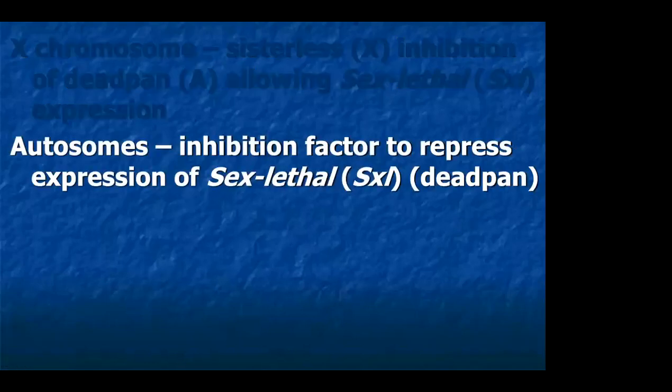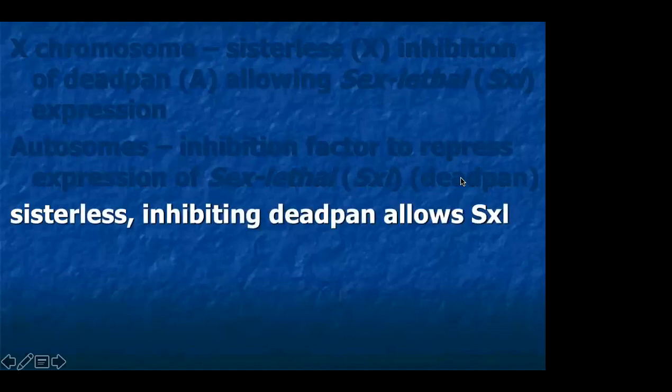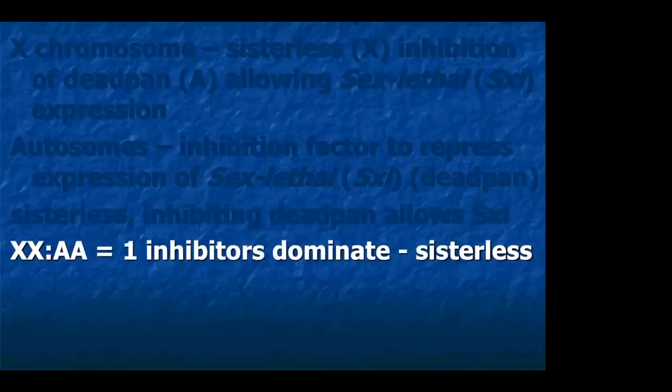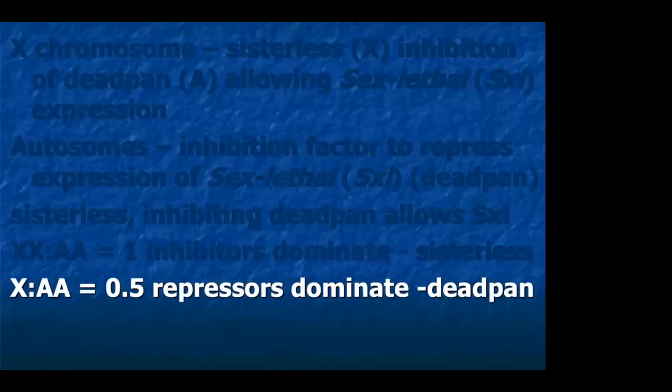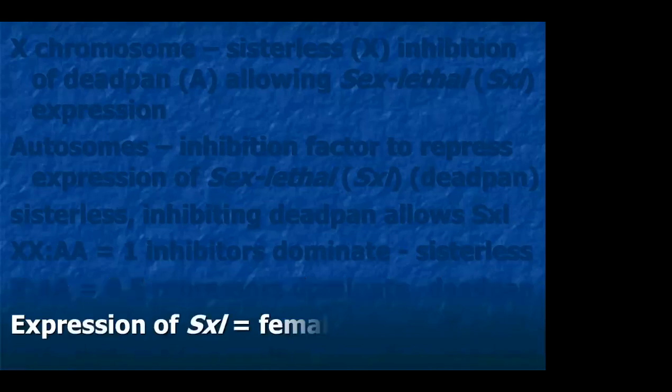As I say, on the autosomes, the inhibition factor to repress expression of sex lethal is referred to as a gene called deadpan. Sisterless is found on the X chromosome. Its function is to inhibit the effects of deadpan. So if you have an even ratio of X to autosomes, the inhibitor sisterless dominates and allows sex lethal to be transcribed. If the autosomes dominate, 1X to 2 autosomes, the repressor, deadpan, found on the autosomes, dominates, and it will inhibit the transcription of sex lethal.